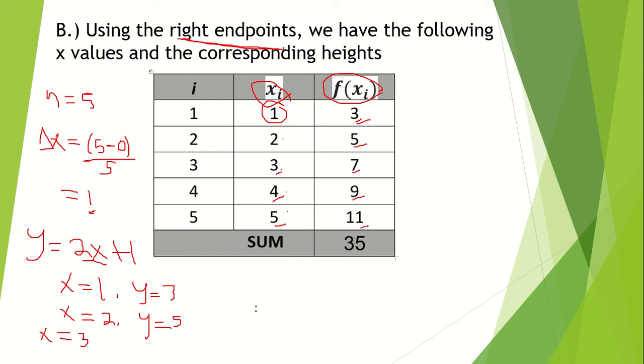Finally, to find the approximated area, simply get the sum of the third column. So we have 3 plus 5 is 8, plus 7 is 15, 15 plus 9 is 24, and 24 plus 11 will give us the answer, which is 35.